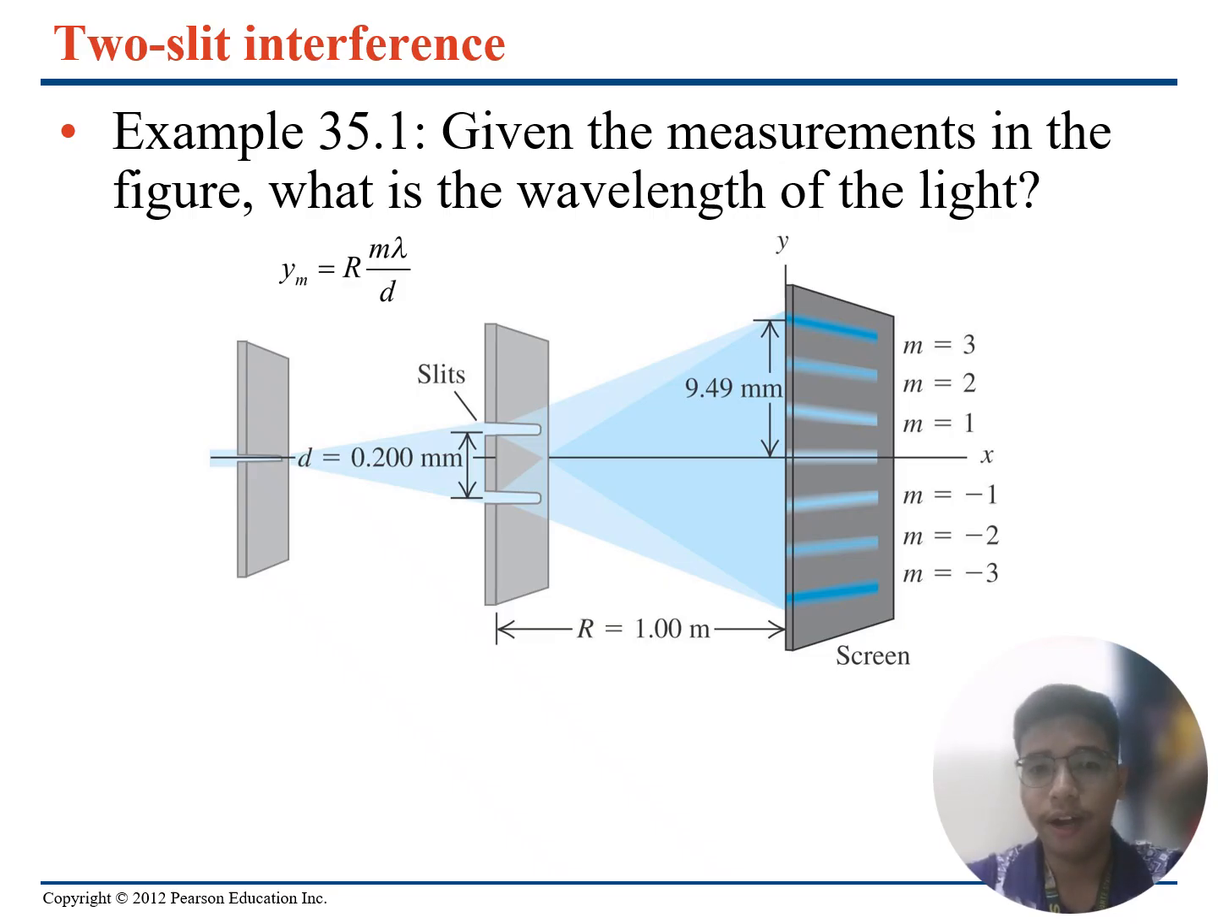So as you can see here, this example demonstrates how interference measurement can be used to calculate the wavelength of light by measuring the position of a bright fringe, the slit separation, and the screen distance. We can substitute these values into the interference equation. Through careful calculation, the wavelength can be determined accurately.